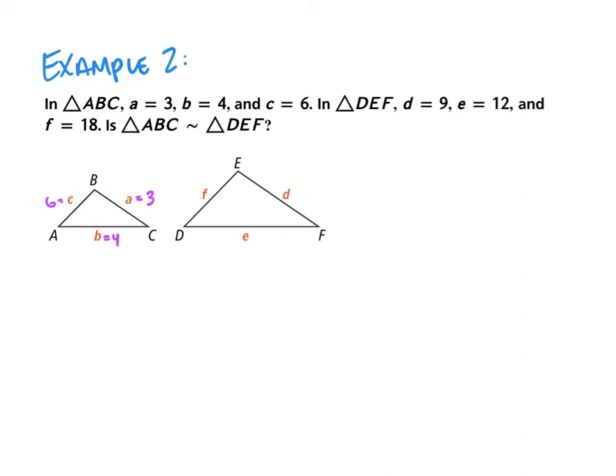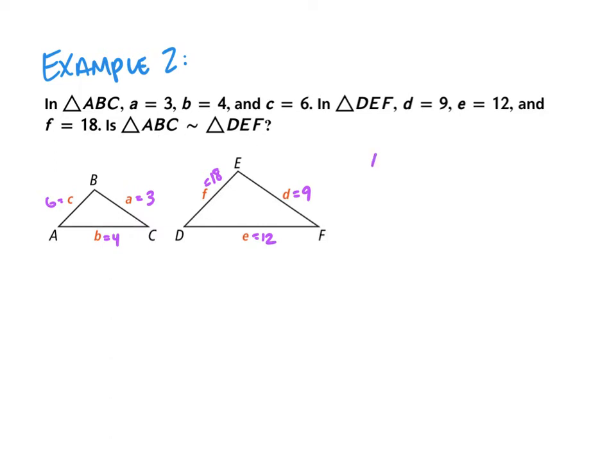In triangle DEF, we have these lengths. D is 9, E is 12, and F is 18. So our question is, are these two triangles similar? We can look at this similarity statement and see the ratios of these sides that we should try to be making, because remember, the order of these letters is important.